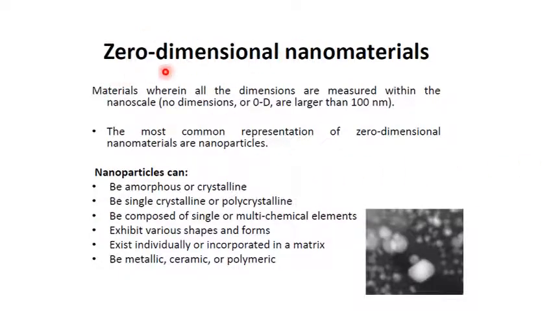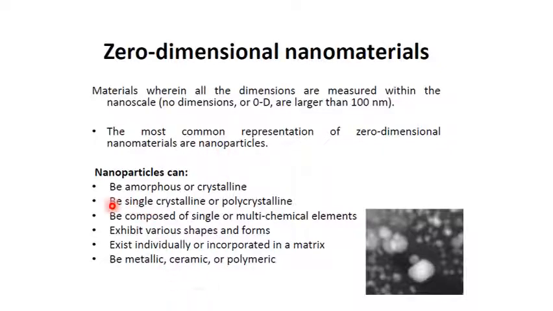So here is the detail of all the classes. First, we will study zero-dimensional nanomaterials, materials wherein all the dimensions are measured within the nanoscale. X-axis, Y-axis, Z-axis, all dimensions are in the nanometer range, and no dimension, or zero dimensions, is larger than 100 nanometer. The most common representation of zero-dimensional nanomaterials is nanoparticles.